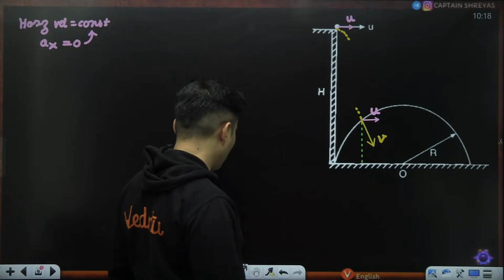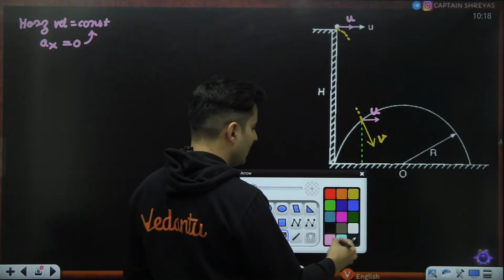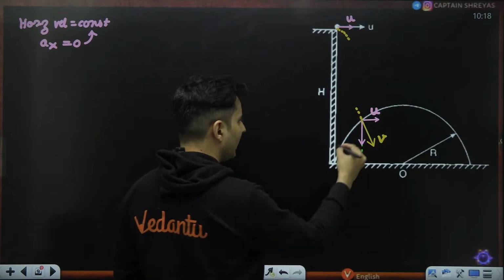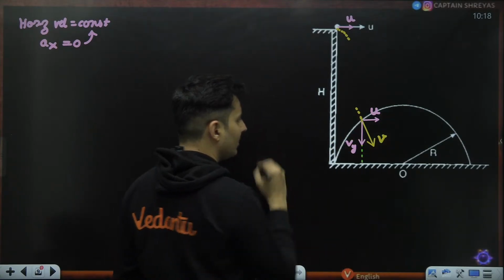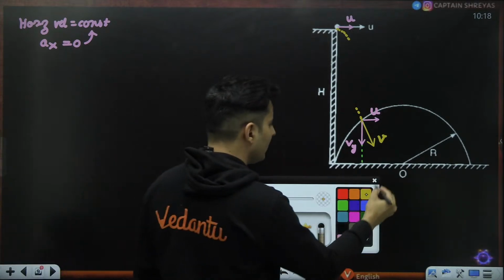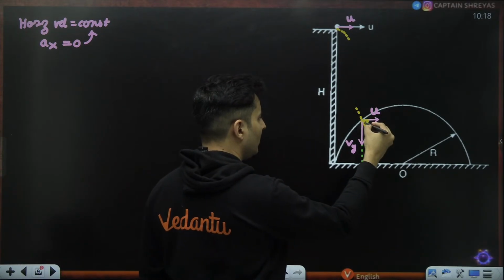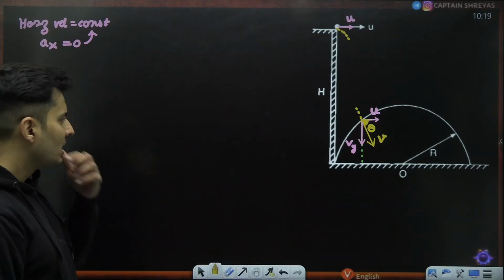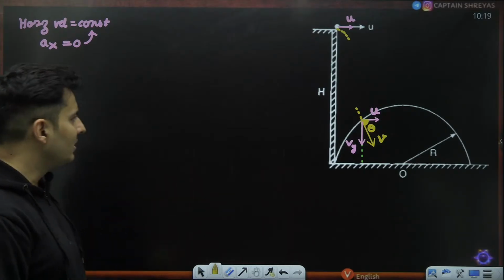Only the vertical component will arise. Obviously, the vertical component will arise like this, and let me call that, for example, Vy. And maybe that thing is making some angle over here. I do not know what that angle is. I can call it theta. Okay. Now, can I do something else with this?